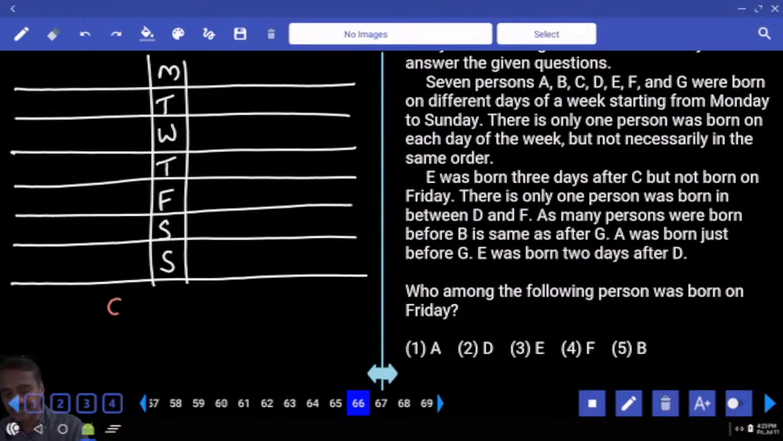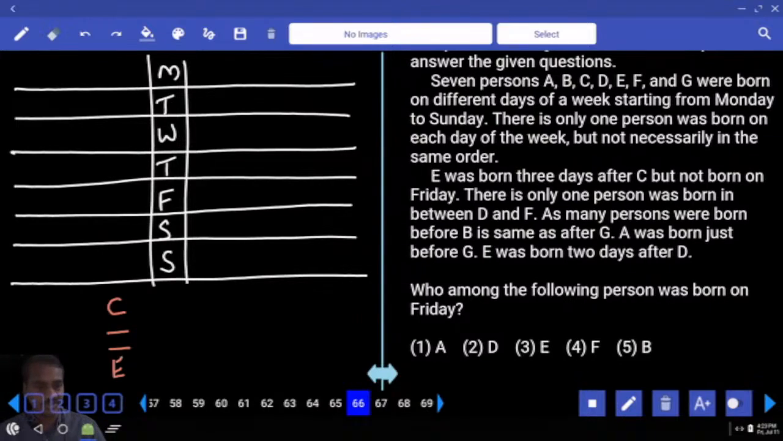3 days after C means if C is here, now in between C and E how many days? Only 2 days. 1 day after C, second day, third day. In between C and E there must be exactly 2 days. And there was only one person between D and F. And he was born 3 days after C, but not on Friday. Now E cannot be on Friday. E on Friday is ruled out.